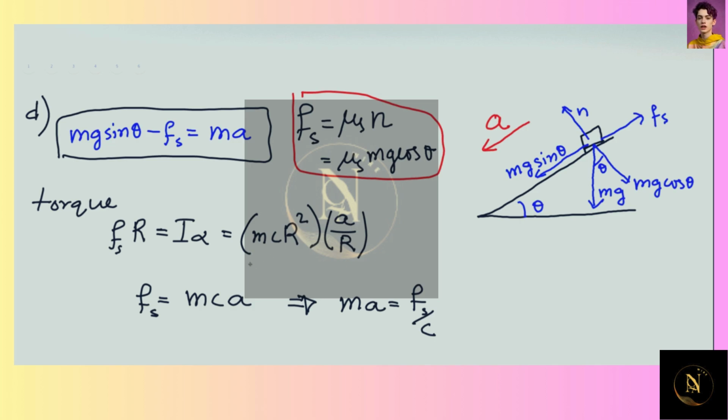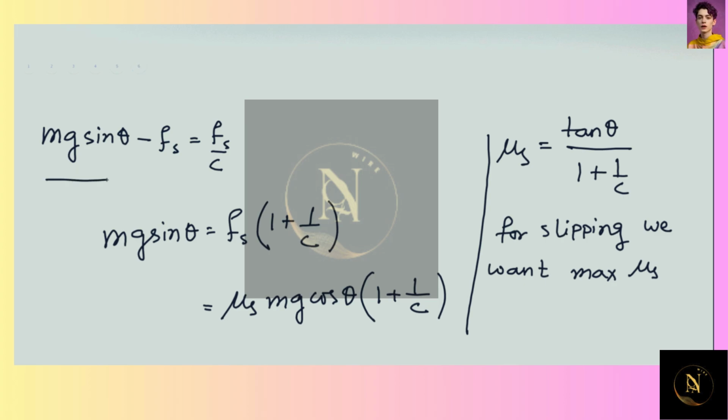From here, if we solve for it, we have Fs equals m times c times r times alpha, and we can get rid of the r's on both sides. So we have this quantity left. And from here, we can write ma equals Fs over c. And this ma can be substituted back to here, and that'll give us an expression in terms of Fs. So we did that, and we got this expression.